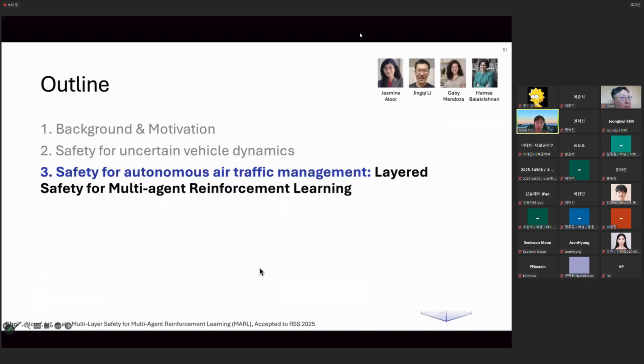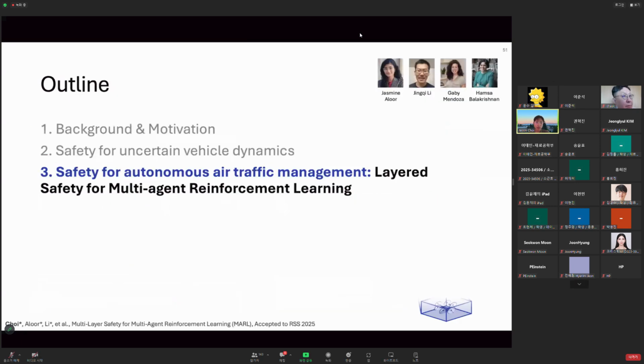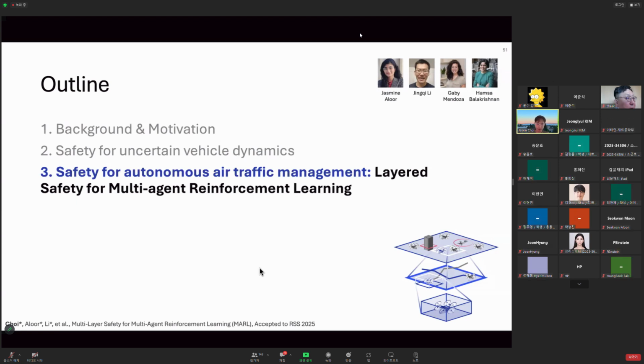That concludes the first, technical part of my talk. The second part will be how we use such a safety framework for automating air traffic management. This is done in collaboration with Professor Hamsa Balakrishnan's group at MIT, and also with Jingqi and Gabi at UC Berkeley. This paper just got accepted to RSS 2025, and we'll probably publish this work sometime at the end of April on arXiv.